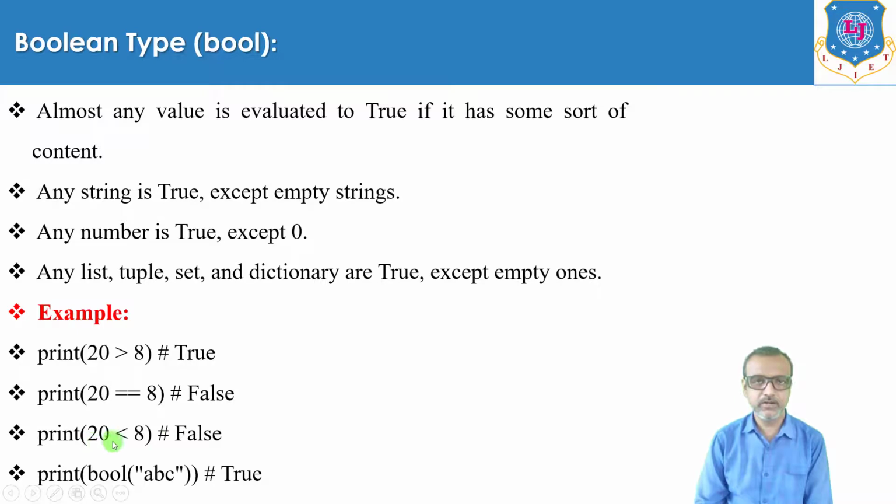Now print of 20 less than 8. Can we say 20 is less than 8? Definitely no. So the output of this print statement is false. Now print of bool of ABC. See, this is the string. We have written over here any string is true except empty string. So this is a string. So it will give us the output as true.